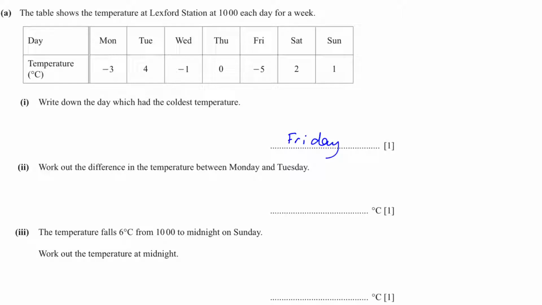In 2, work out the difference in the temperature between Monday and Tuesday. Difference means you subtract. Therefore, 4 minus -3 will give you 7 degrees centigrade. A3, the temperature falls 6 degrees from 10 to midnight on Sunday. Work out the temperature at midnight. Sunday the temperature was 1 and it falls, so therefore -6. The temperature at midnight is -5 degrees centigrade.